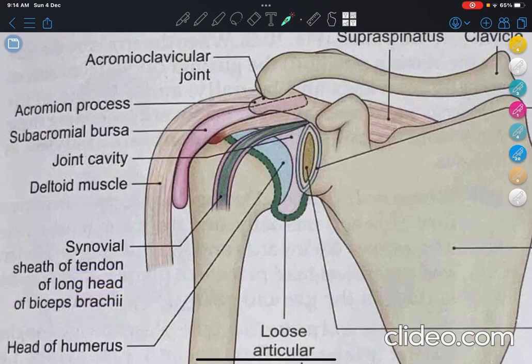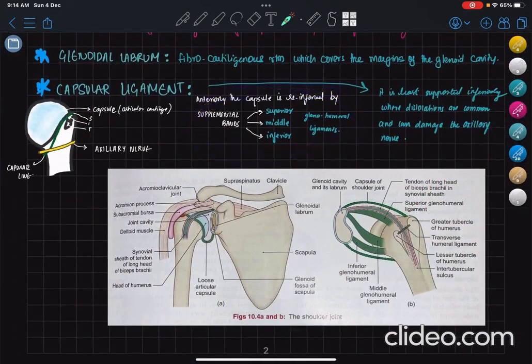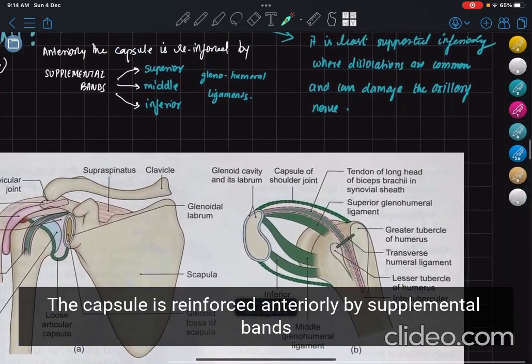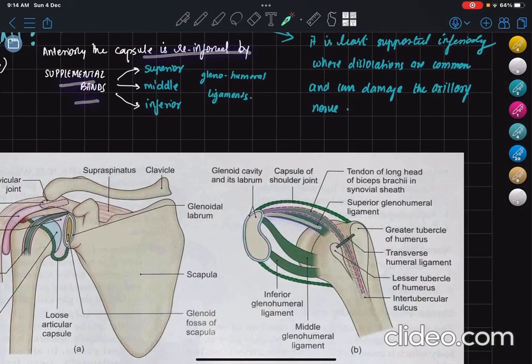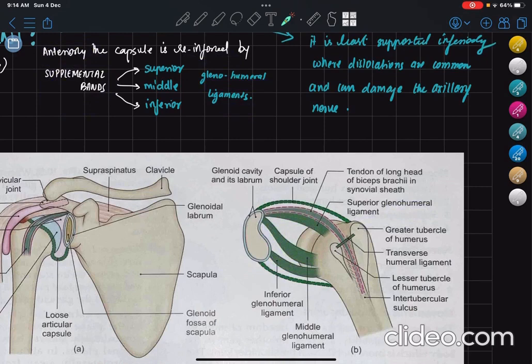Anteriorly, we'll see supplemental bands, which we can see in this diagram. So anteriorly, the capsule is reinforced by supplemental bands: the superior, middle, and inferior glenohumeral ligaments, which are supplemental bands that reinforce the capsule from the anterior perspective. So that was about the capsule.